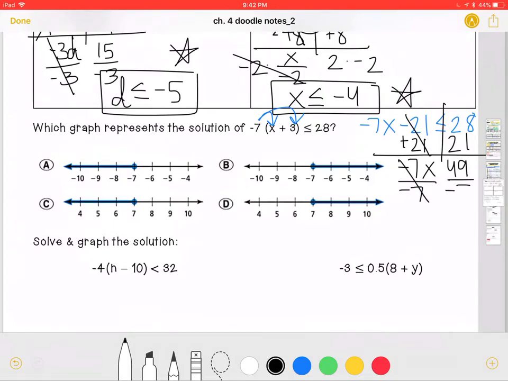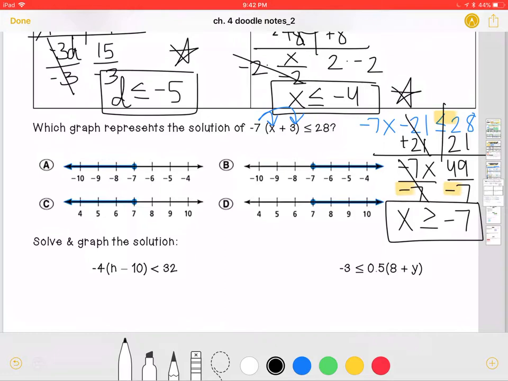Think, what should we be doing here? Well, I know 49 divided by -7 gives me -7. X is left on the left. Hopefully you notice we divided by a negative, so my symbol needs to flip. So it should read x is greater than or equal to -7.